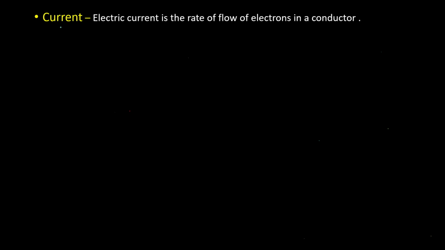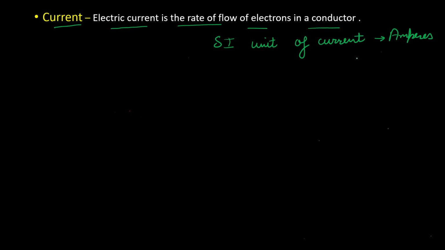In this lecture we are going to learn about what is current. Electric current is the rate of flow of electrons in a conductor. The SI unit of current is amperes, and it is denoted by the letter A.